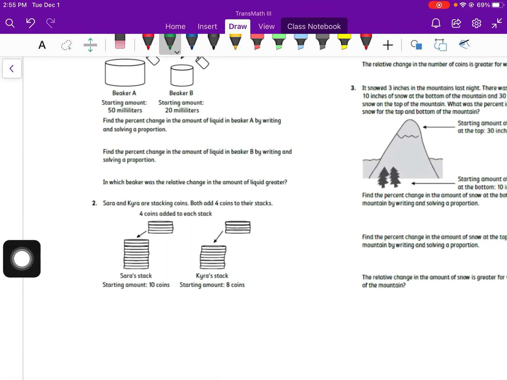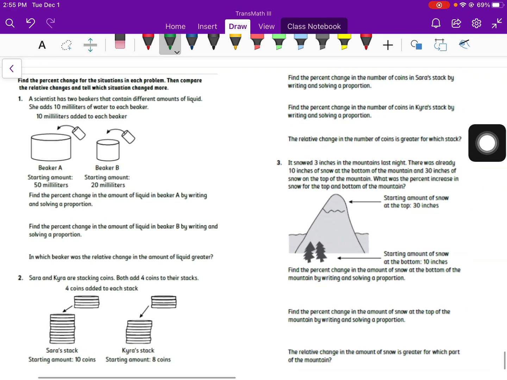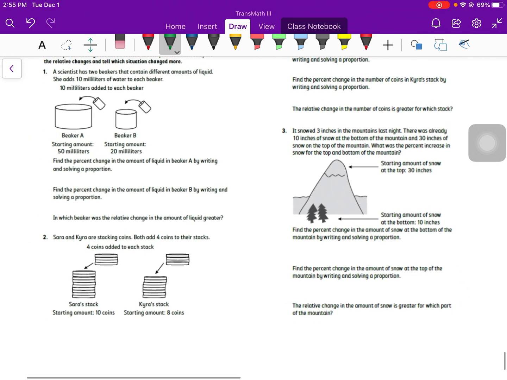Number 2, the questions are over here. This was in a book, so it's on different pages. That's why it's kind of messed up like that. And then number 3, you've got inches of snow. So go ahead, pause the video, work out number 2 and 3, and then see how you did.